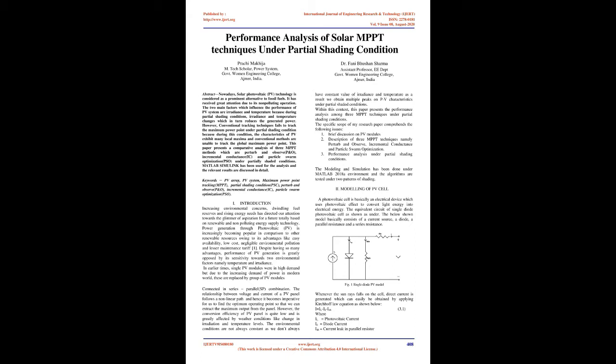This paper presents a comparative analysis of three MPPT methods, which are perturb and observe (P&O), incremental conductance (IC), and particle swarm optimization (PSO), under partially shaded conditions. MATLAB Simulink has been used for the analysis and the relevant results are discussed in detail.